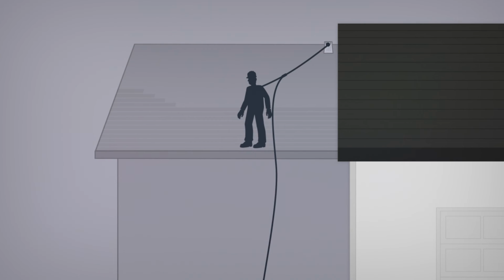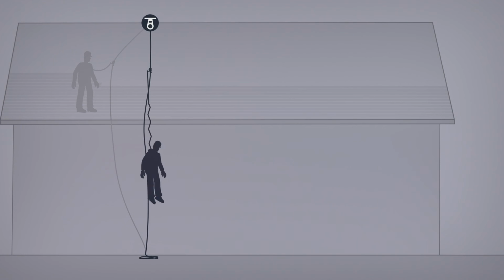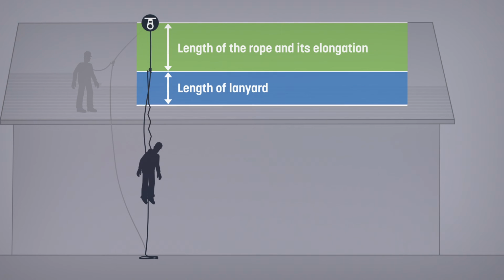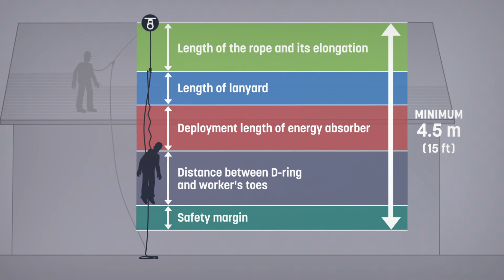When working near a building, the anchor must be placed to avoid contact with the structure or equipment in case of a fall. Make sure to always plan the necessary fall clearance so that you don't come into contact with the ground during a fall.